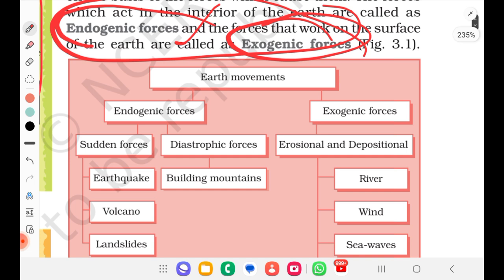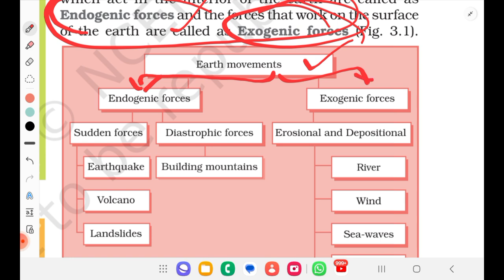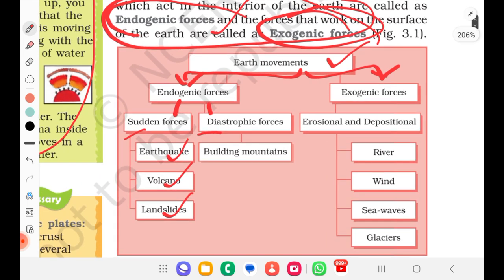Now they have given a good chart here to understand the earth movement. Earth movement is divided based on endogenic and exogenic forces. If you take endogenic, inside the earth, what is happening? Sudden forces and diastrophic forces. Sudden is quick, diastrophic is slow forces. We'll understand the sudden forces and which events happen because of them, and diastrophism is very slow. So what are the processes that are happening? Inside the earth, because of sudden forces, we have earthquakes, volcanoes, landslides, and you can even consider avalanches, etc.